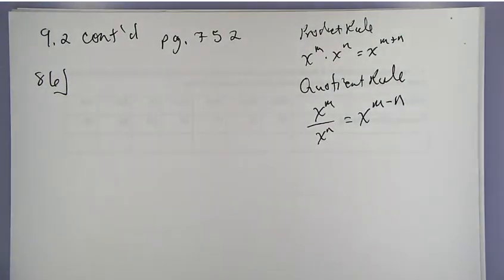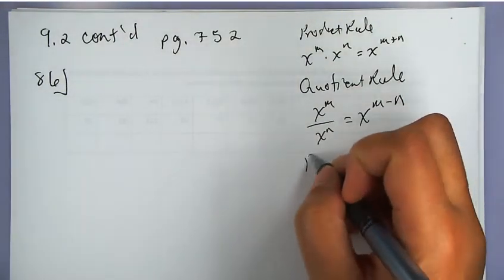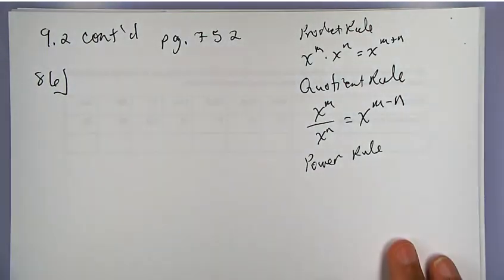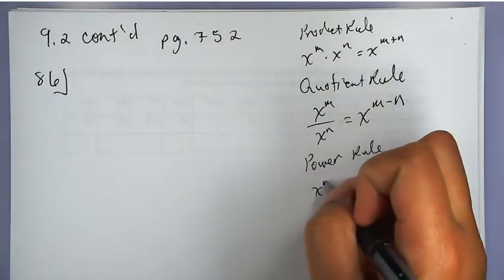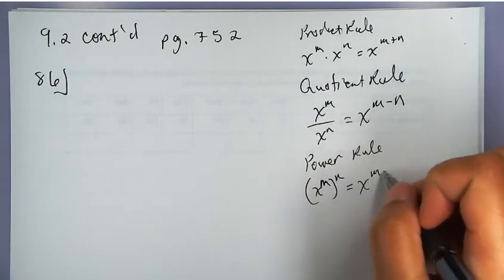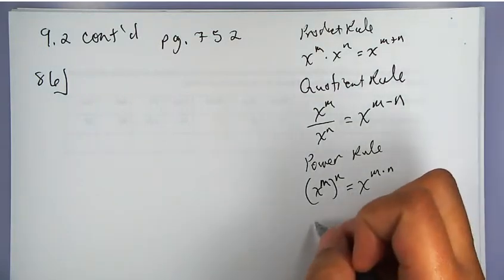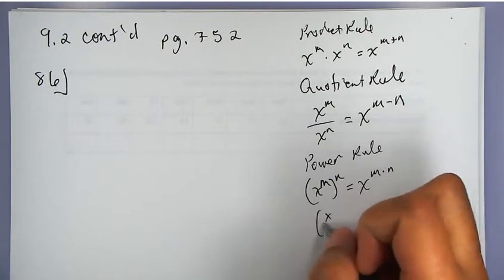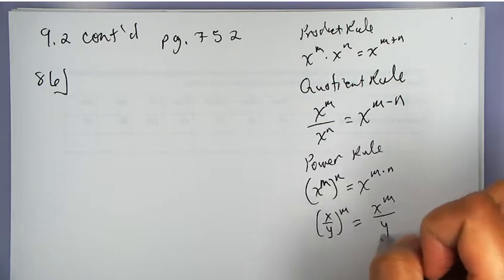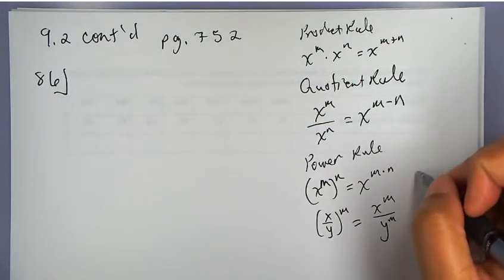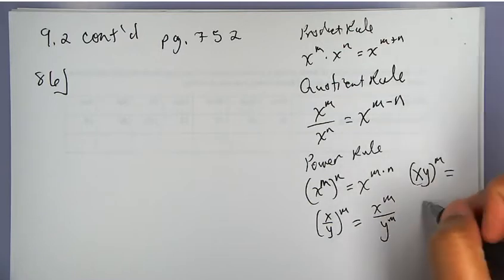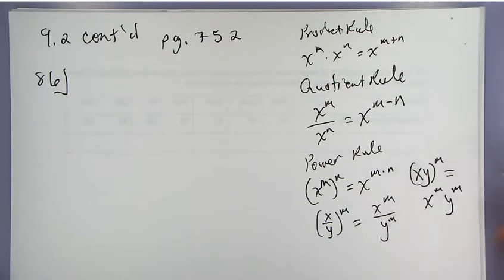We looked at the power rule, and remember there are three power rules: power over product, power over quotient, and the regular power rule. We had x to the m to the n is equal to x to the m times n. Then we have x over y to the m, power over a quotient, and we end up with x to the m over y to the m. And then we had x times y to the m, power over product rule, which is x to the m, y to the m. So we have those in our arsenal.